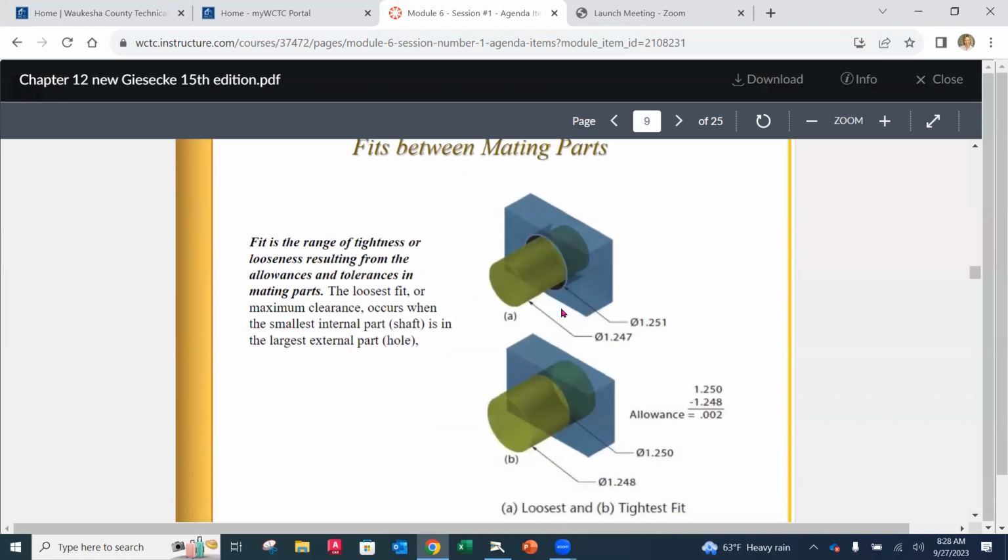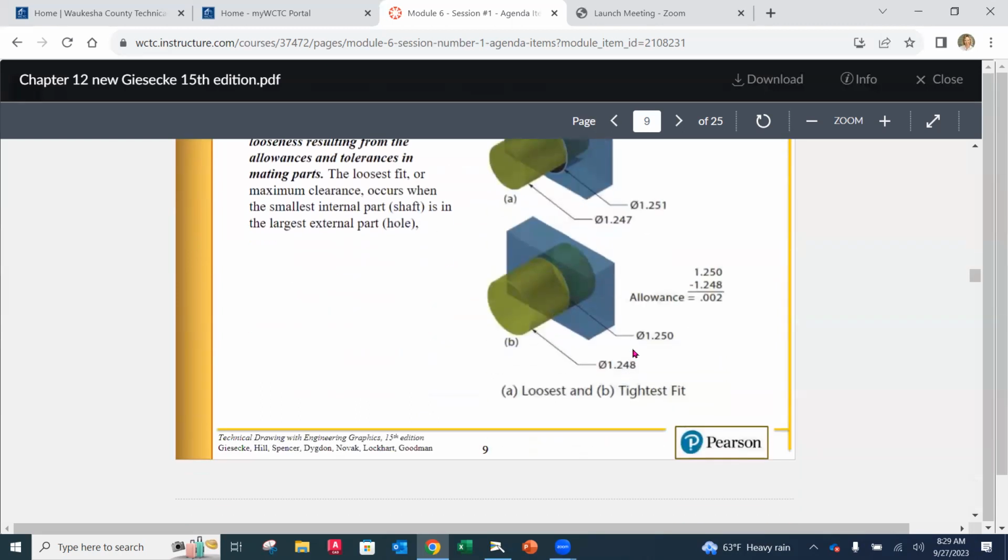Fits between mating parts. As we said earlier, we can have clearance fits where there is actually air or intentional clearance and they go together easily, or we could have something that's a little less clearance. Now, in this case, we have a smaller tolerance. So you'll notice that we have an allowance here that is still going to fit, but you can see that the relative looseness between the parts is not as much.